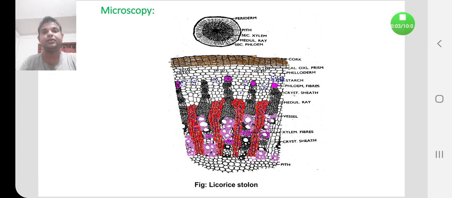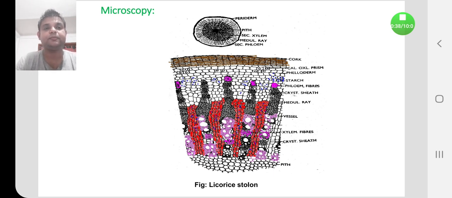So coming to the microscopy of licorice root, this diagram is the typical microscopical or transverse section of licorice stolon. As in the morphology we already discussed that it is cylindrical in shape. So when we take the transverse section, obviously it will be round in shape. At the topmost part of this diagram you can find a round transverse section. This is the transverse section of whole either roots or stolons.